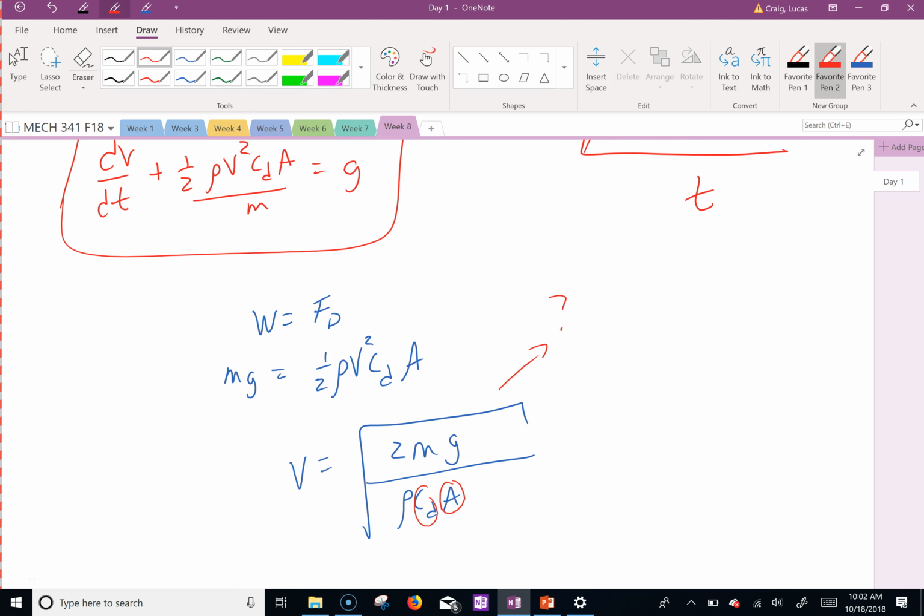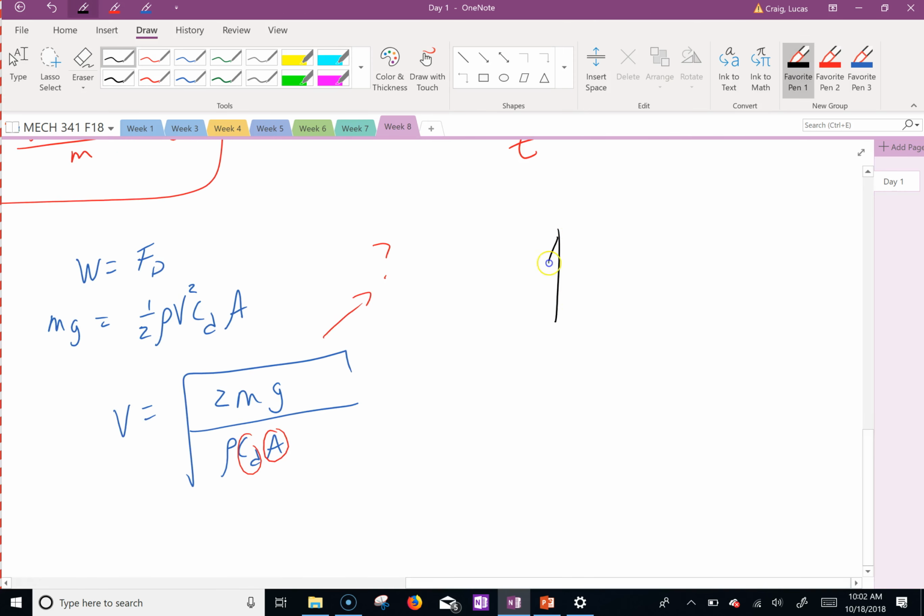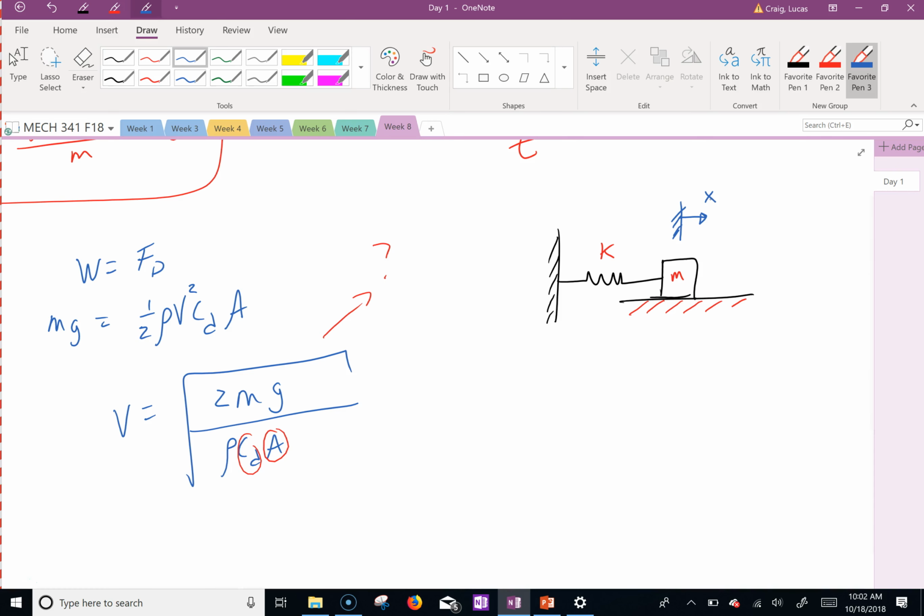Questions so far? Okay, now this is random, but this is good to help you with differential equations. And this may help too with you guys in mechatronics. So here we have a spring mass system. This is a mass, this is K, and this is X. This mass is attached to a spring, and it's on a frictionless surface. Don't worry about that.